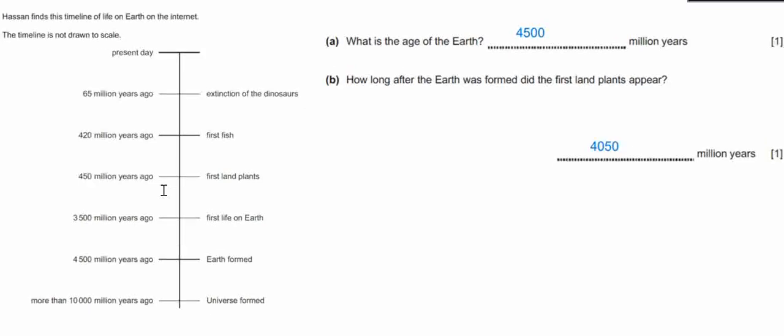Alright, let's check out. So it's 4,050 million years. So 4,500 minus 450 is 4,050 million years after the Earth was formed that the first land plants appear.